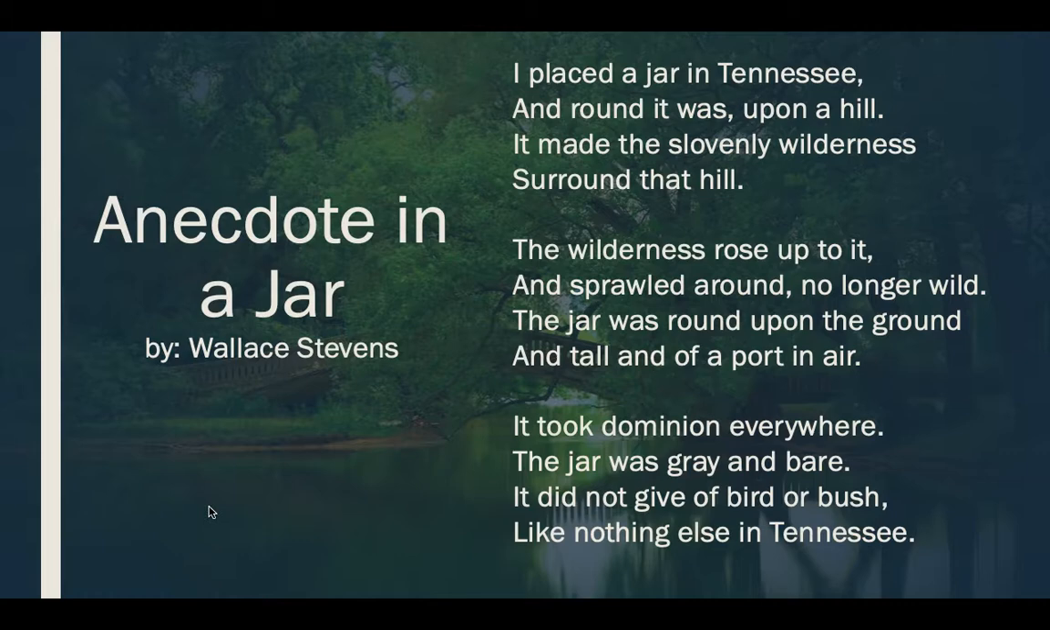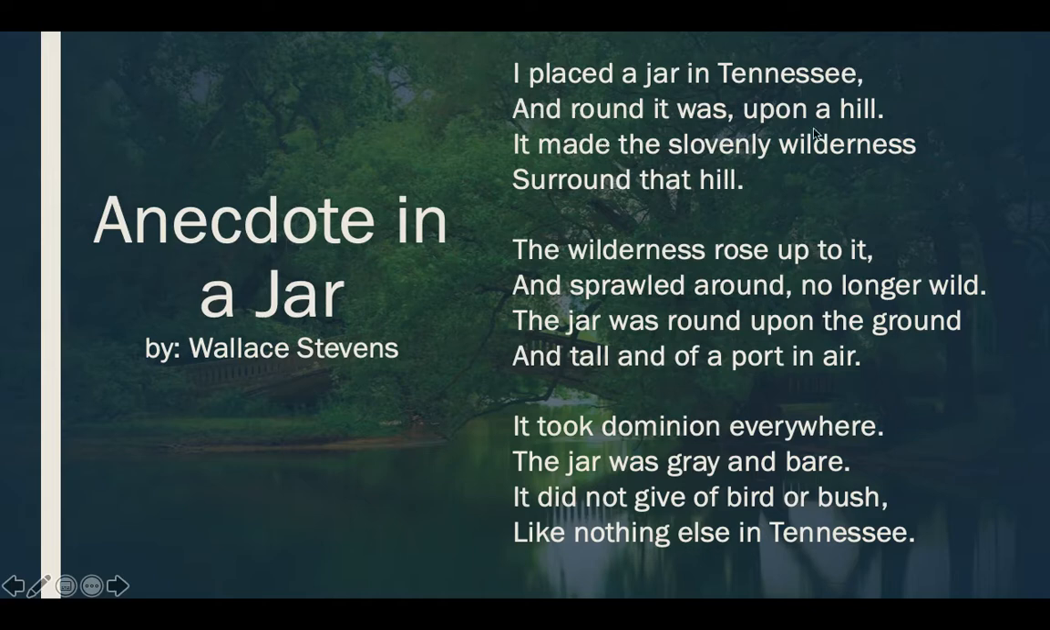But if we look, and I'm trying to find my cursor. Here it is, right? If we look, I placed a jar in Tennessee, and round it was upon a hill. It made the slovenly wilderness surround that hill. And slovenly means dirty, chaotic, unkempt, unruly, right? And so it made this natural, disorderly wilderness have order, right? That it tames the wildness, the naturalness of the wilderness.